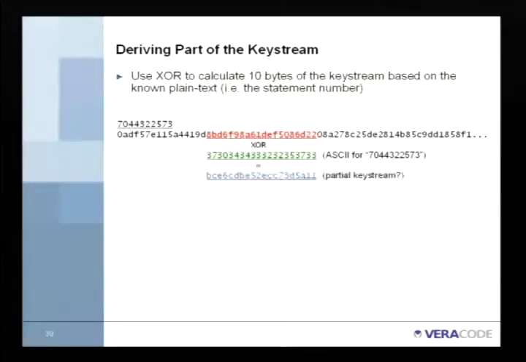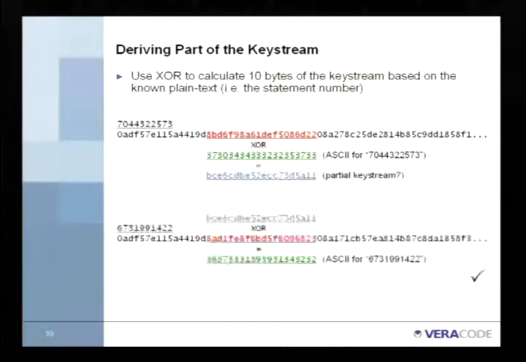What's in green there, 37, 30, 34, 34, those are the ASCII values representing those digits. You XOR those together, and you get the 10 bytes shown in blue that I've labeled partial key stream. So we think that is at least 10 bytes of the key stream, offset by however much into the token. We'll do a quick sanity check: if we take that partial key stream and XOR it with those corresponding bytes in one of the other statement tokens, we do in fact come up with the ASCII value that corresponds to the plaintext, and you can see that we do.